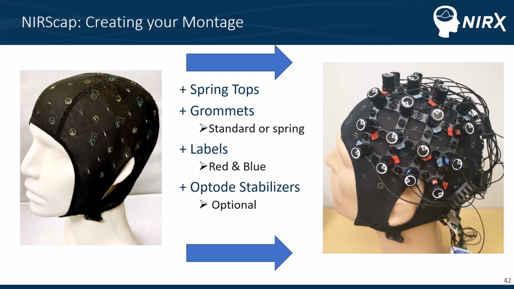So these are plastic pieces that sit in between a source and a detector. They keep the optode spacing closer to 3 centimeters, and they also add optode stability to keep them in place for the entire experiment. And finally, your optodes. So with all of these together, we have our headgear that will be used to image our participants.